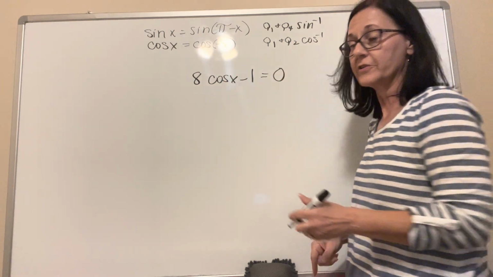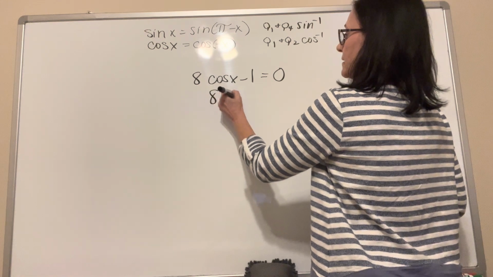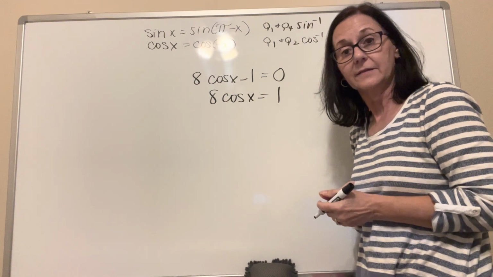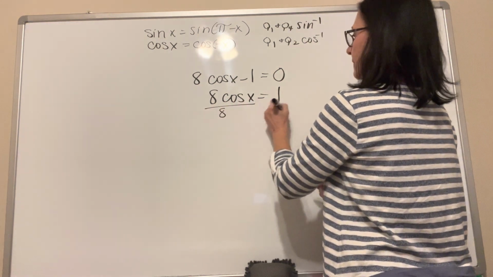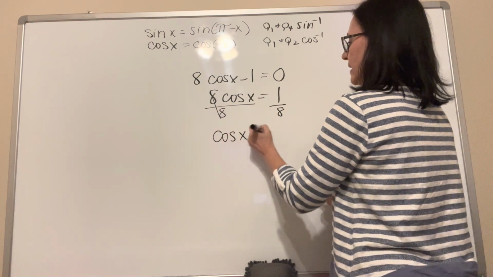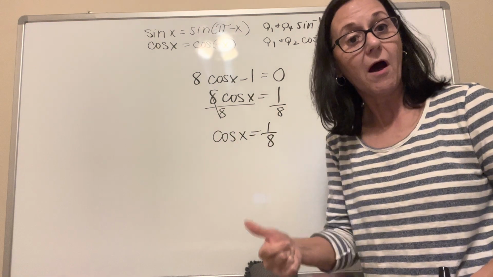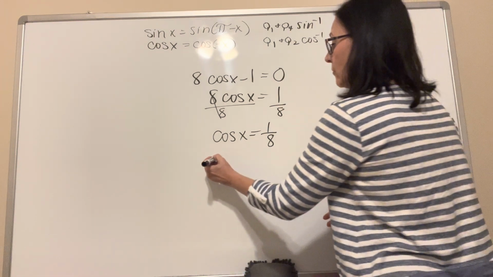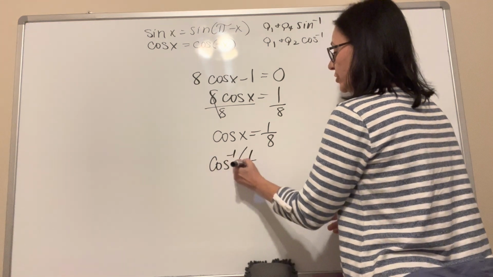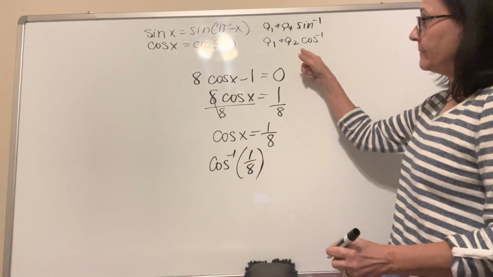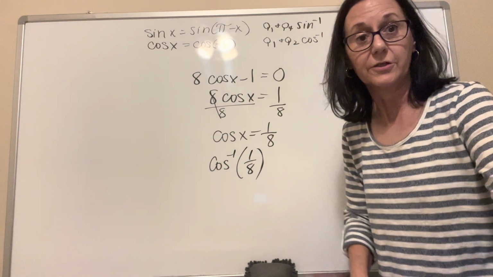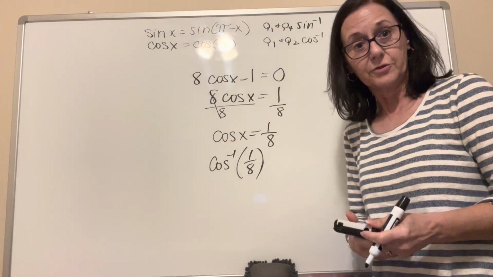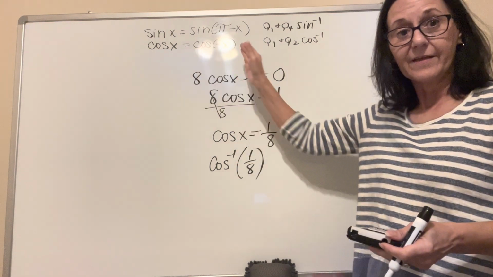I move the 1 over first through addition. So 8 cosine of x equals positive 1. Then I'm going to divide both sides by 8. So I have the cosine of x equals 1/8. 1/8 is not on the unit circle, so I'm going to use my calculator, remembering when I do the inverse operation of the ratio, I'm limiting the domain to quadrants 1 and 2. Because it's positive, I'm going to have a quadrant 1 solution. For the cosine, it's both that positive and the negative radians.